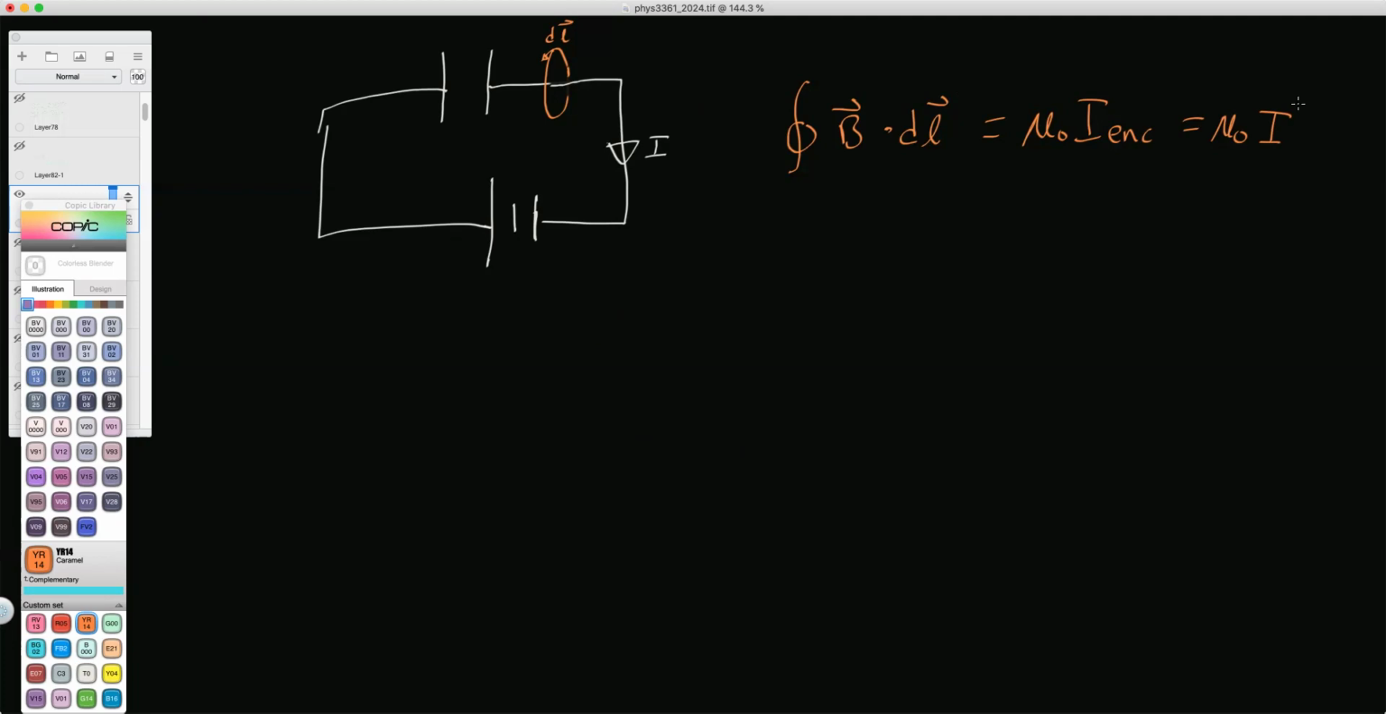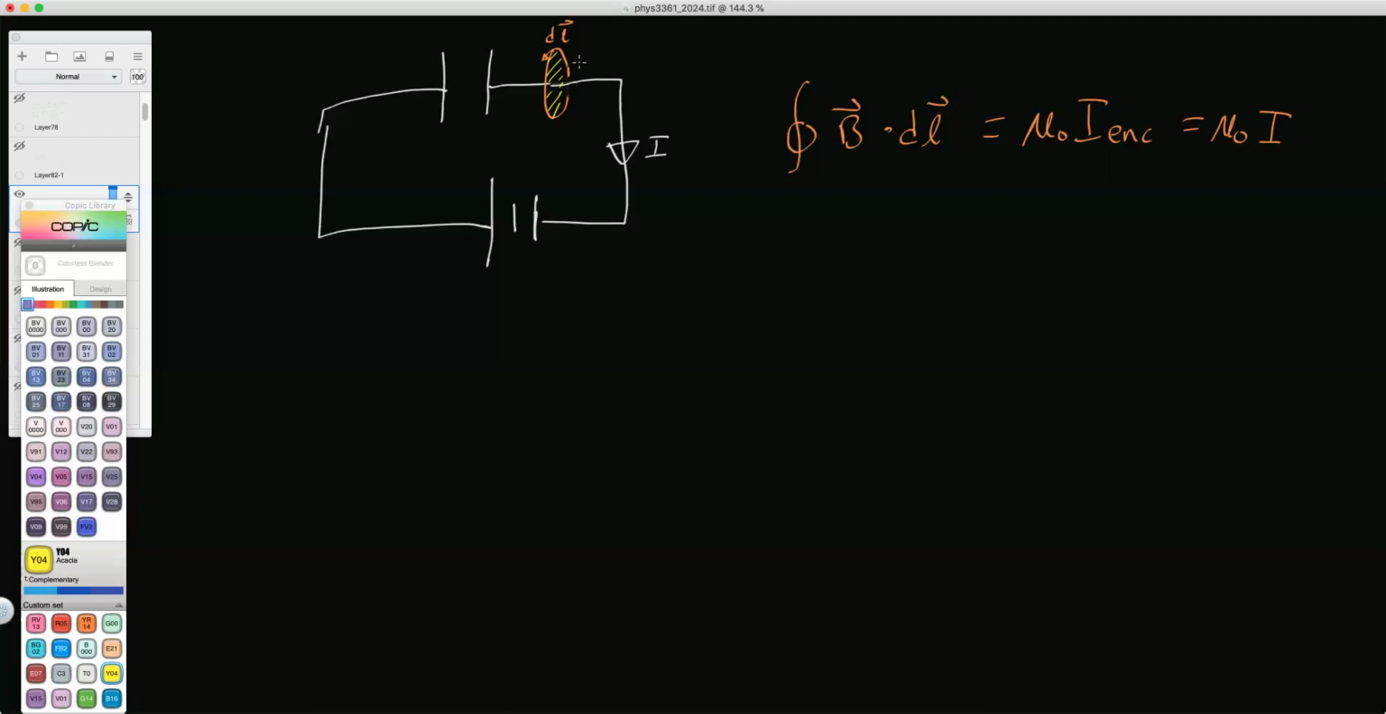As we know, the I enclosed is the current passing through the surface that's bounded by that loop, isn't it? So if we were going to draw that surface, it's a surface bounded by the loop. That's the I enclosed, the I that pierces that surface. But we are free to take a whole other surface if we want to.